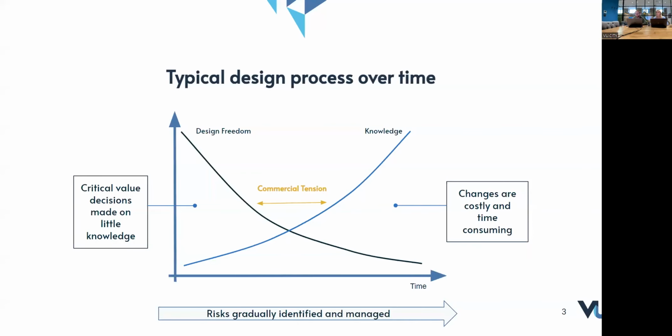Looking at that process, so the typical design process over time. When you're picking up a project, you have a lot of design freedom, but not so much knowledge. If we're looking at the left-hand side of this bar graph here, very quickly that design freedom starts to drop as your knowledge increases, and the cost to make changes to your design are often time-consuming and costly at that point as well.